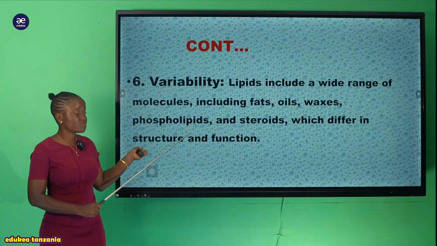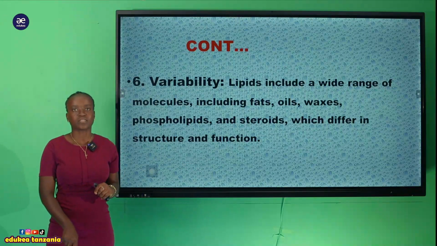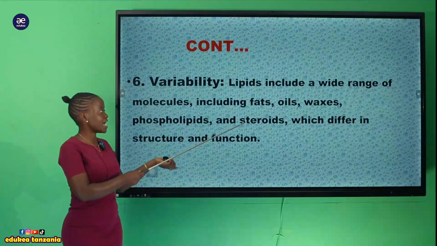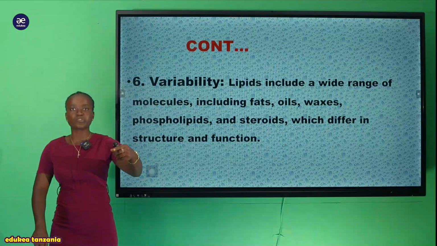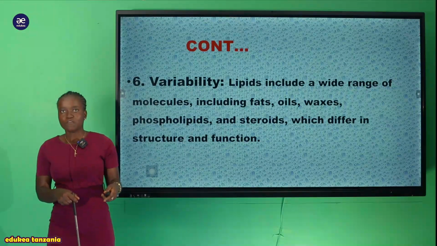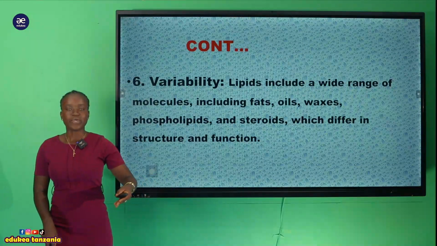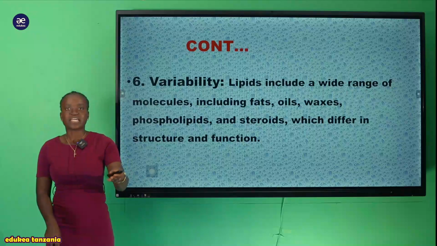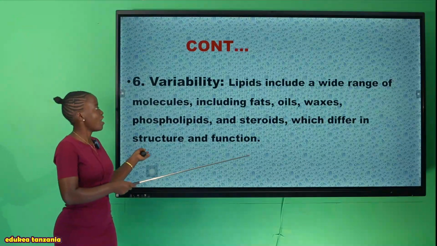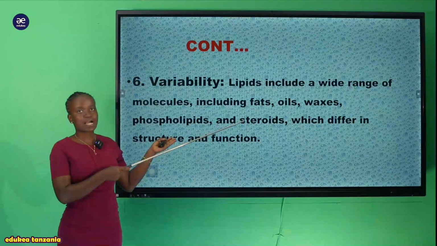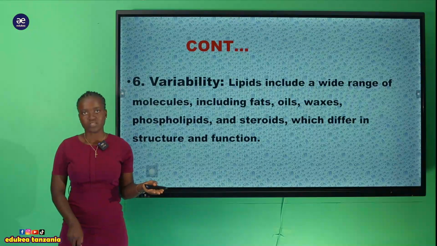But also we have phospholipids which are used to make the membrane, or different kinds of membrane. And also you can see we have steroids, which act as signaling molecules by providing a lot of hormones which are very essential for a living organism. For instance, we have the estrogen, we have the progesterone, we have the testosterone, all of them. That's why we can say that all of these lipids differ in structure and function.